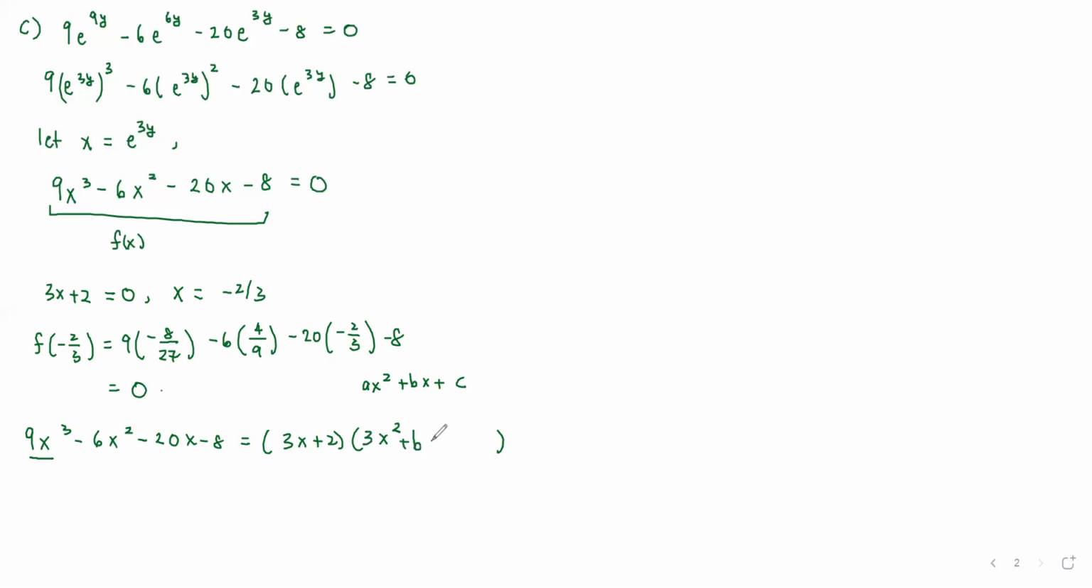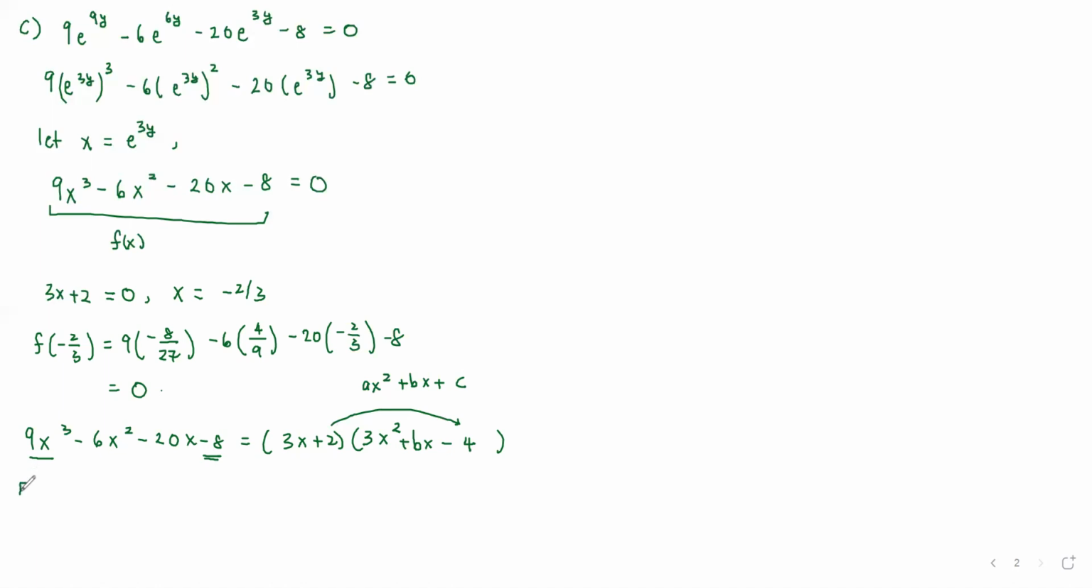And well, there's nothing much you can do about b. But for c here, the only way you can get a constant is 2 times c. And the constant is negative 8. So that c must be negative 4. Then 2 times negative 4 gives you a negative 8. Now, we should be able to deduce from part 1 that the value of b should be negative 4.